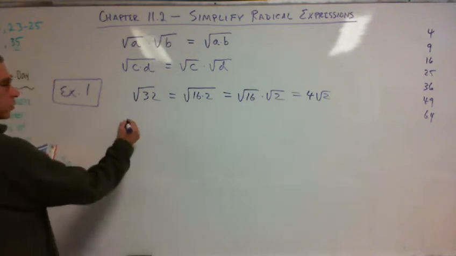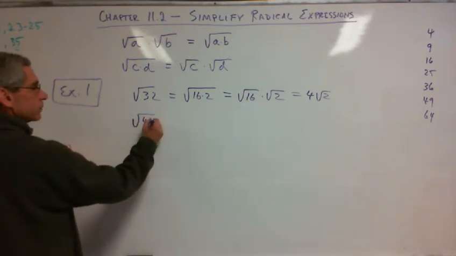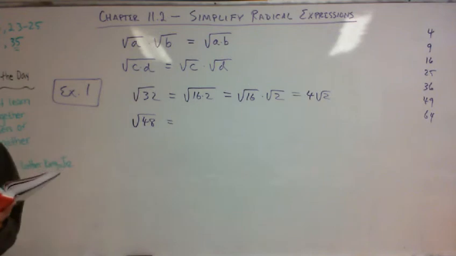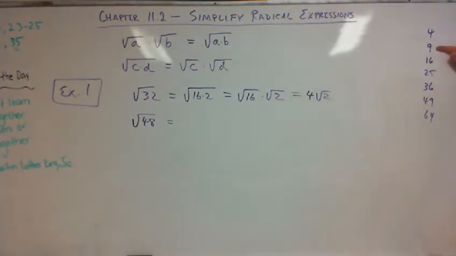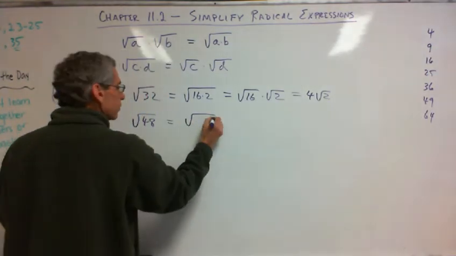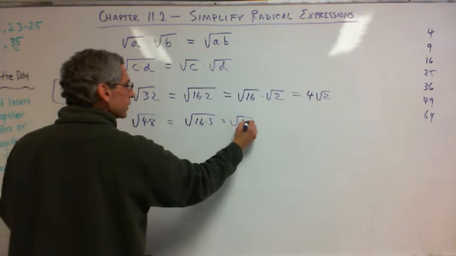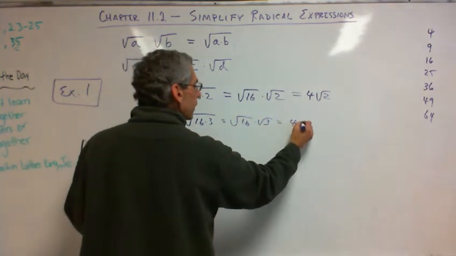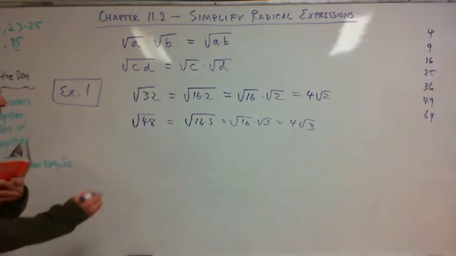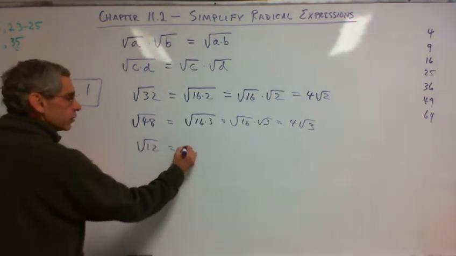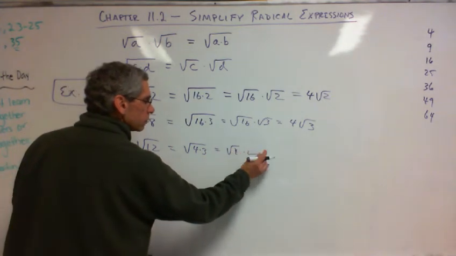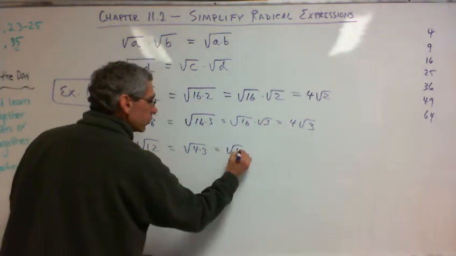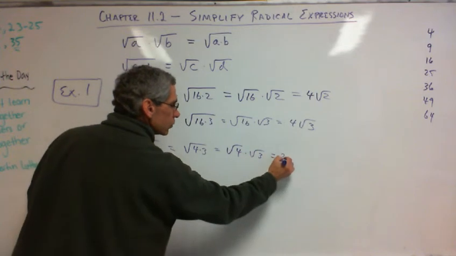So for something like that, okay, we'll try one more. Square root of 48. All right, what goes into 48? Let's see. 16 times 3, right? Oh, well, that's easy again. The square root of 16 times 3 is the square root of 16 times the square root of 3, which is 4 times the square root of 3. How about the square root of 12? That's the square root of 4 times 3. The square root of 4 times the square root of 3 is equal to 2 times the square root of 3.